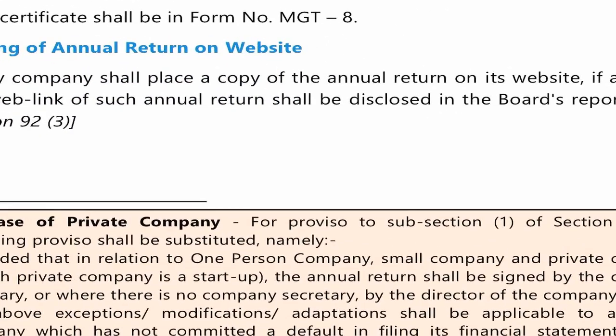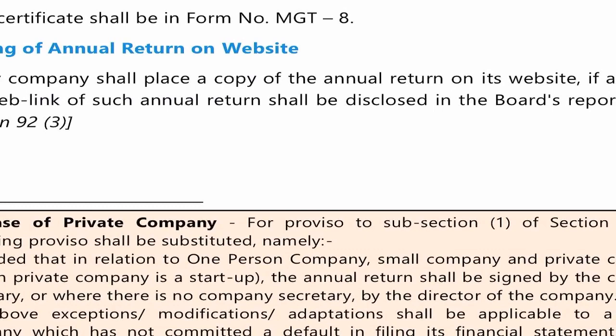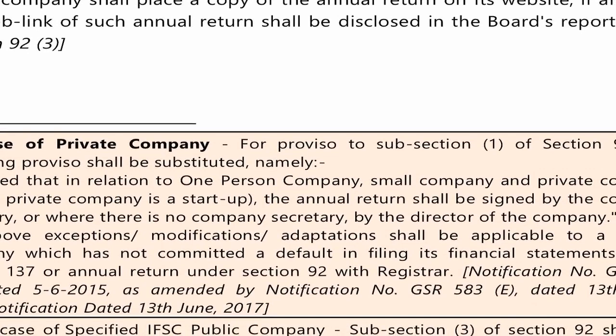Placing of annual return on website. Every company shall place a copy of the annual return on its website, if any, and the web link of such annual return shall be disclosed in the board's report. Refer to section 92(3). In case of a private company, for the proviso to sub-section 1 of section 92, the following provisions shall be substituted.